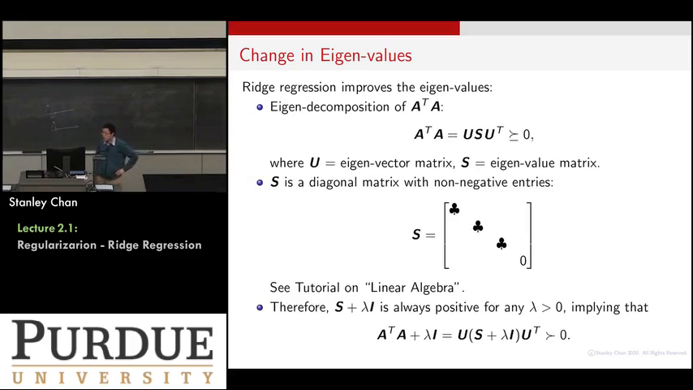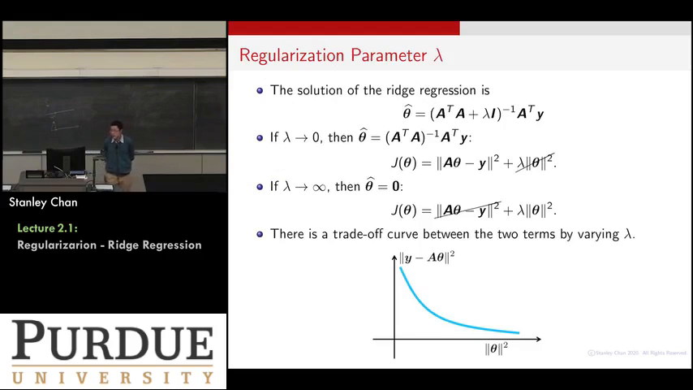And you can easily show that by doing so, the matrix A transpose A plus lambda I is a positive definite matrix, in contrast to without the lambda I, where it is a positive semi-definite matrix. So there is a role being played by this lambda I. So then we can ask, what is the role of this lambda?